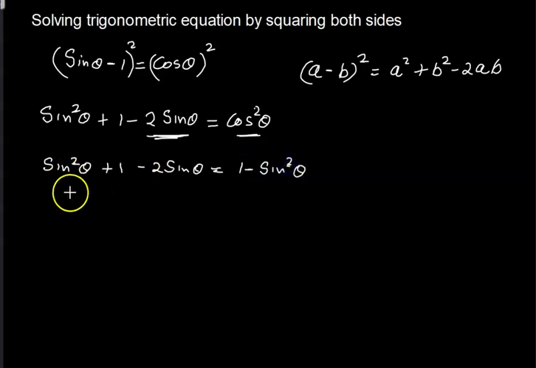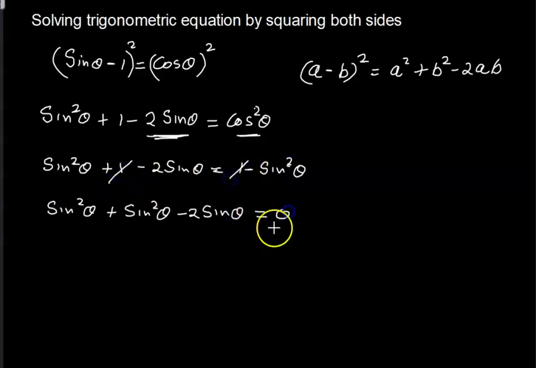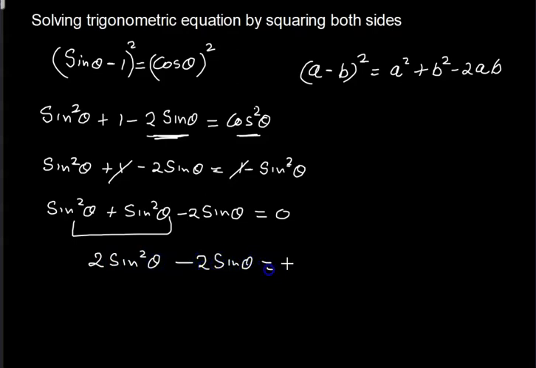Now we can combine the like terms. The 2 sine theta and this 1 get cancelled from both sides, and this equals 0. Combining these two terms, we get 2 sine square theta minus 2 sine theta equals 0. Now we can solve it by factoring. Factor out 2 sine theta here.